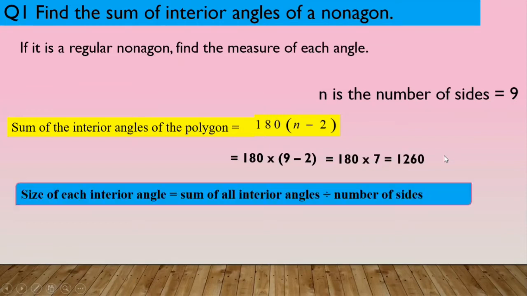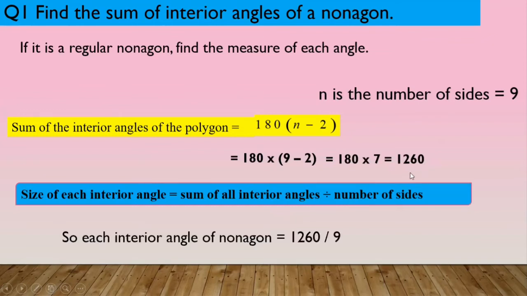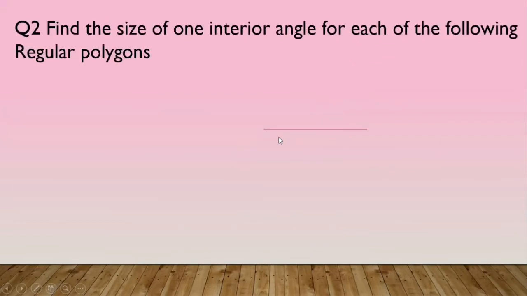To find the measure of each interior angle, it is the sum of all interior angles divided by the number of sides. The sum of all interior angles, we have already got, is 1260, and the number of sides is 9. So 1260 divided by 9, we get 140 degrees. So children, if you know how many sides the polygon has, you'll be able to find the interior angles of any polygon with the help of this formula. Got it? Let's take up another question.